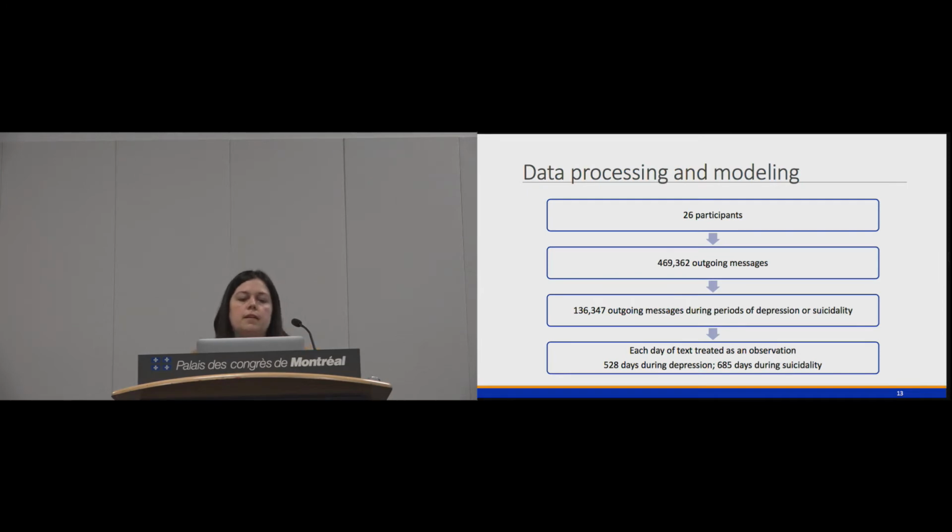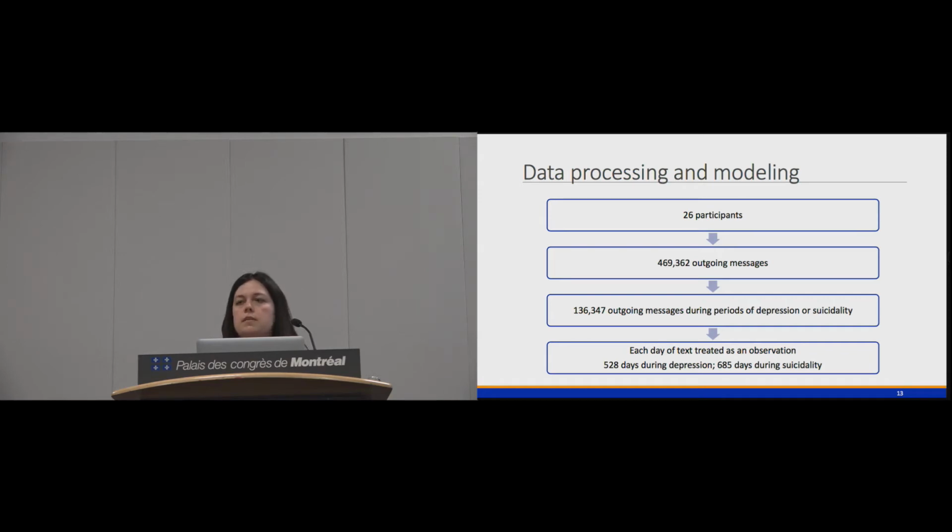So in the end, we ended up with 26 participants that had extractable text message data. And that resulted in about 500,000 outgoing messages. And 140,000 of those messages occurred during time periods of self-identified depression or suicidality. For the purposes of this paper, we're referring to suicidality as any period of ideation or attempt.